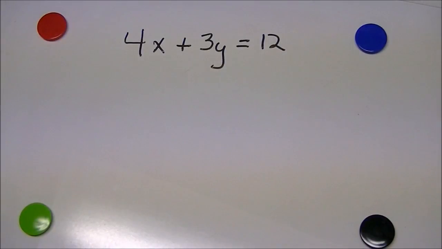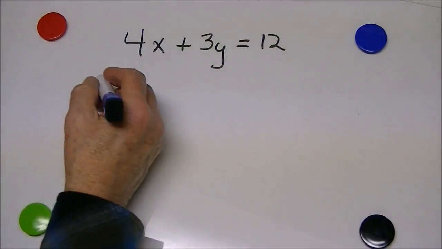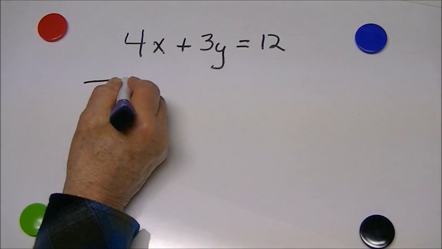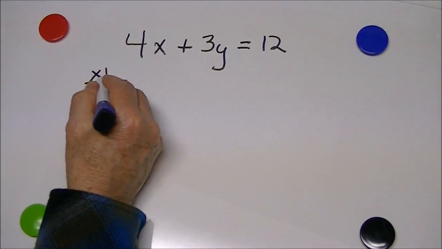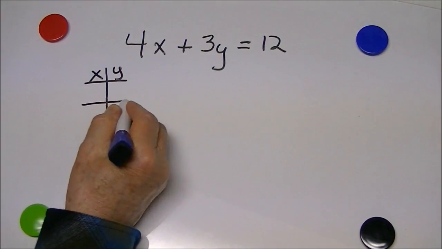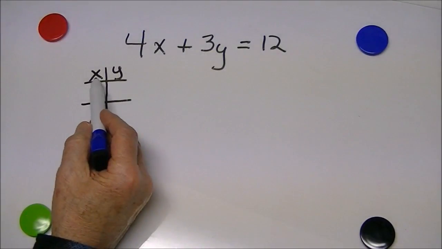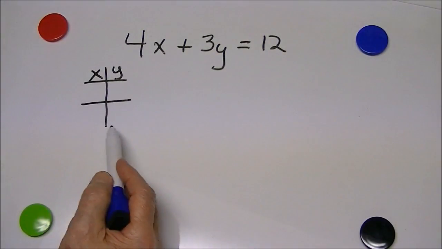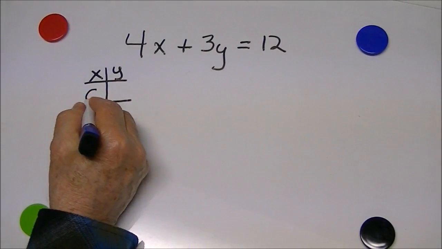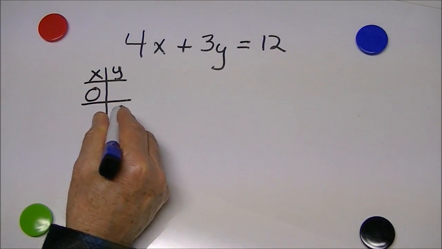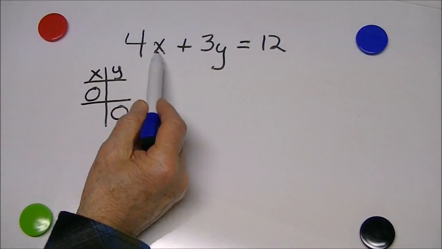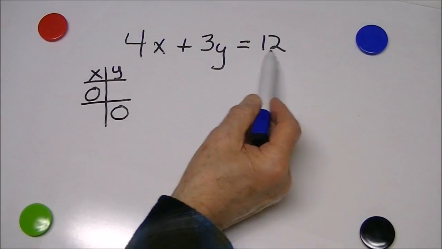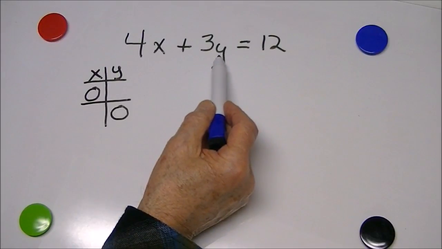Well, I'm going to suggest, and I'd like you to do this, is over here on the left, make a T-chart. And this is that special T-chart, which we're calling the X and Y-Intercept T-chart, where we put a 0 there and a 0 there. Now, take a moment to write, if X is a 0, what does this become? What does Y equal?